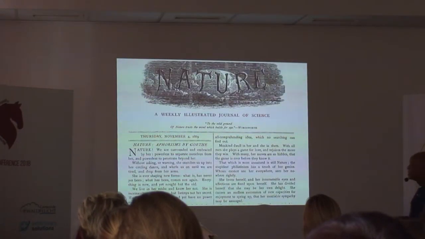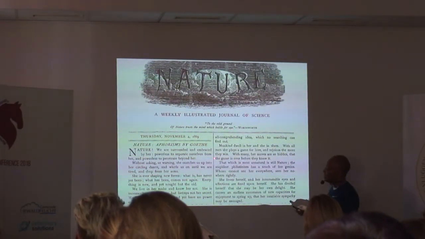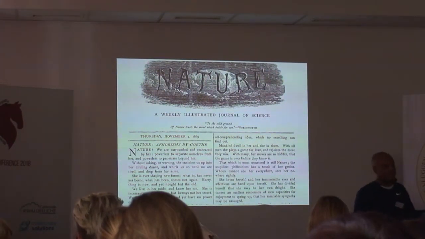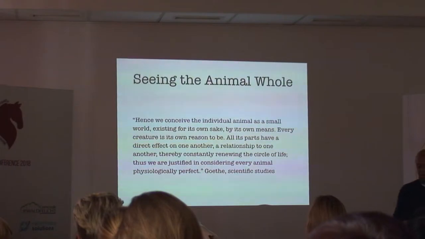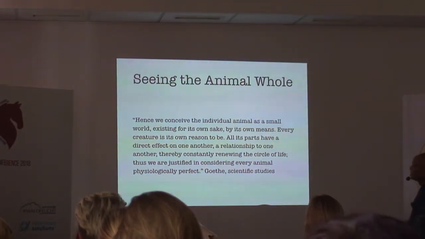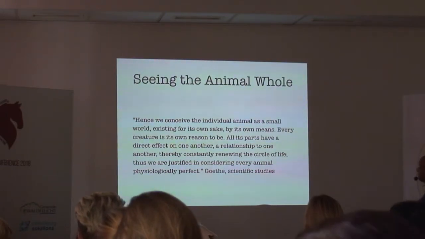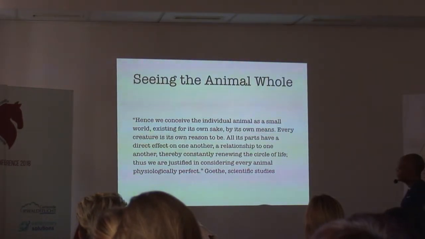The first edition of Nature, 1869, was a poem by Goethe about nature. Things have changed since then, it's all become very mechanical. Hence we can see the individual animal as a small world existing for its own sake by its own means. Every creature is its own reason to be. All its parts have a different effect on one another, a relationship to one another, thereby constantly renewing the circle of life. Thus we are justified in considering every animal physiologically perfect.